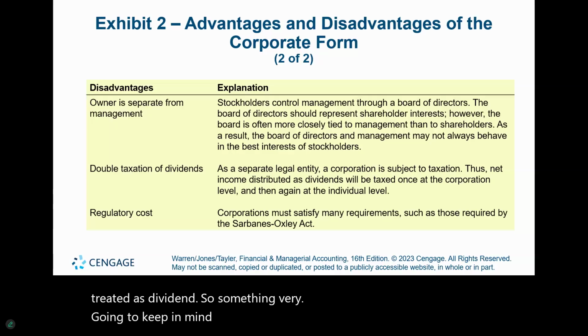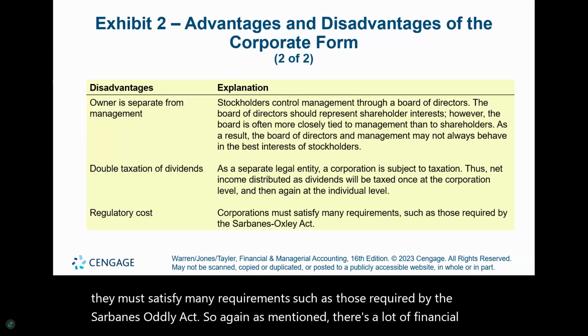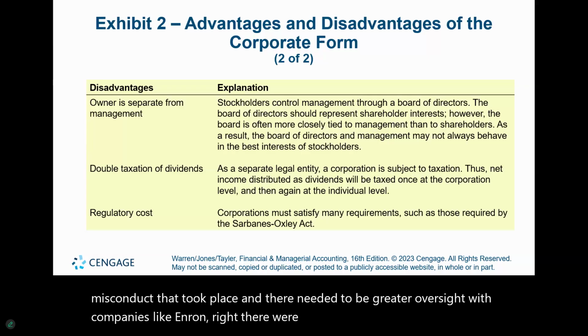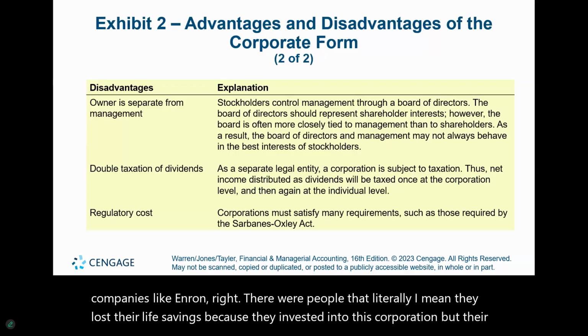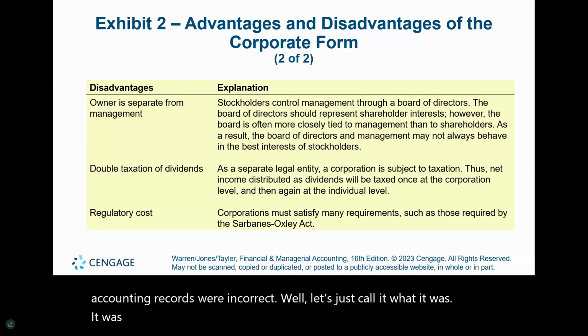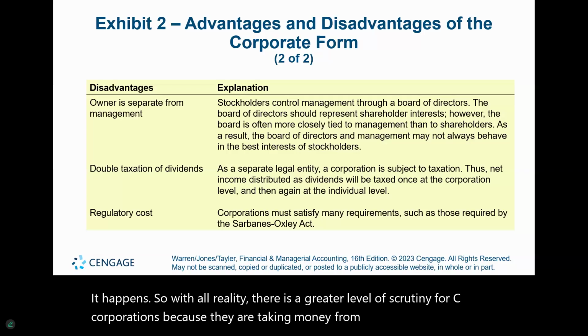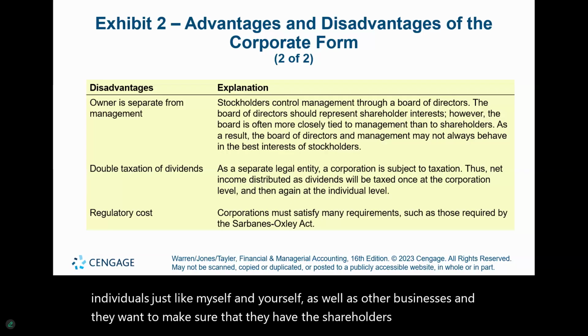Next, you have regulatory costs. Corporations must satisfy many requirements, such as those required by the Sarbanes-Oxley Act. As mentioned, there was a lot of financial misconduct, and there needed to be greater oversight with companies like Enron, right? There were people that literally lost their life savings because they invested in this corporation, but their accounting records were incorrect. Let's just call it what it was. It was basically fraud, right? And this is not something that never happens. It happens. So there is a greater level of scrutiny for C corporations because they take money from investors who are individuals just like myself and yourself, as well as other businesses, and they want to make sure they have the shareholders' best interest at heart.